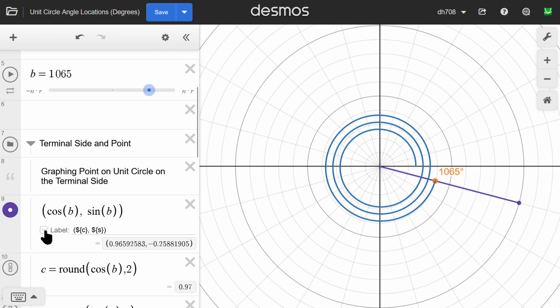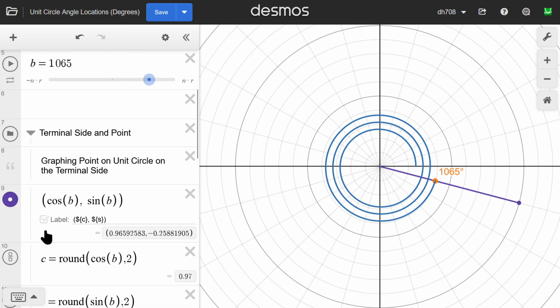If I want to see the coordinates on the unit circle, I click this point here. I click the label and it turns the coordinates on. And that is the end for that.